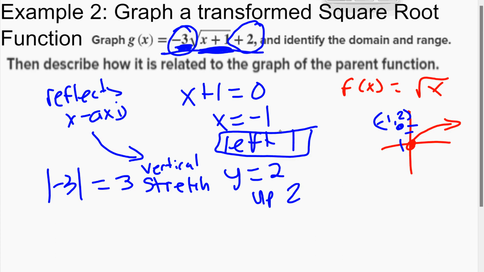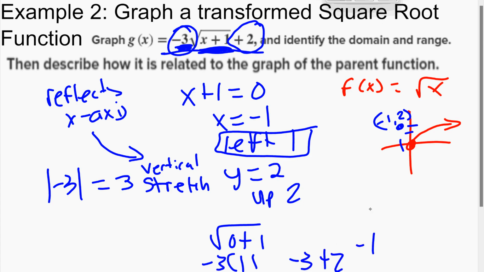So if I plug in 0 into this, I get 0 plus 1 is 1. Square root of 1 is just 1. Times -3 would get me -3. -3 plus 2 is -1. So I plugged in 0 and I got -1. So I have this point right here. So it looks more like that. So it's kind of stretched out. It's got that vertical stretch to it.